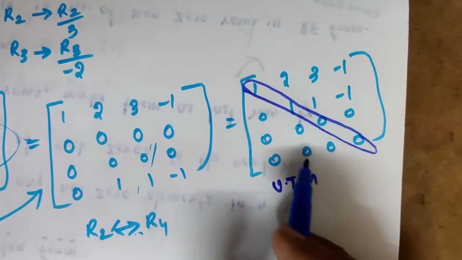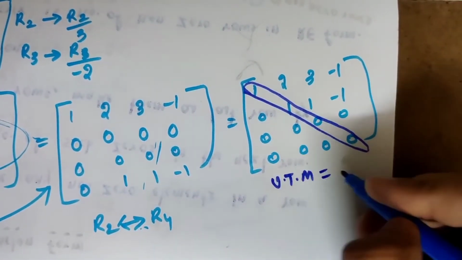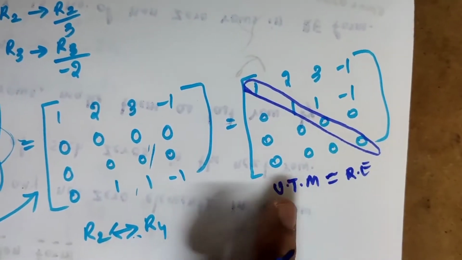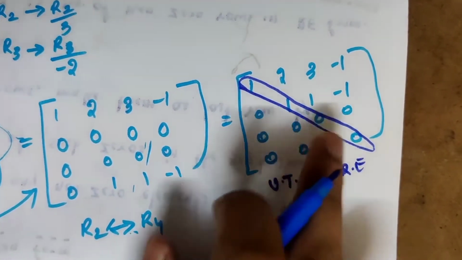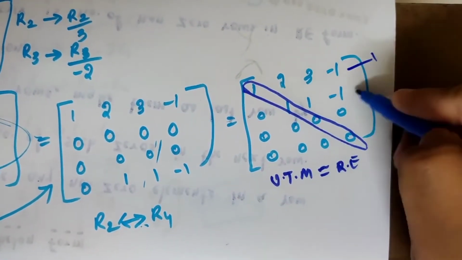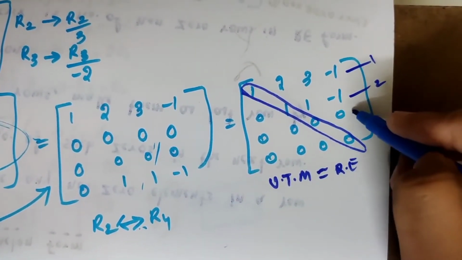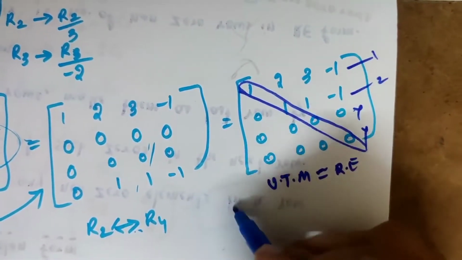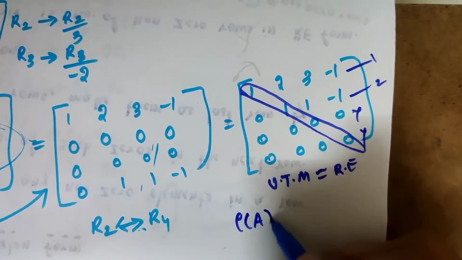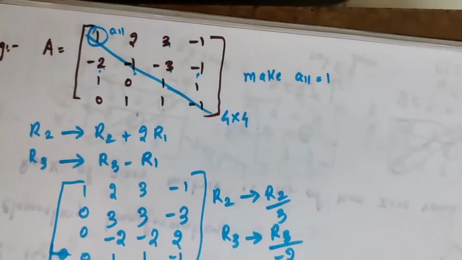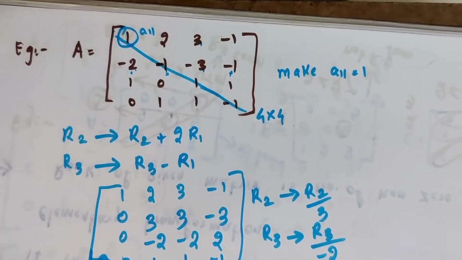Now, an upper triangular matrix is nothing but our row echelon form. Inside the row echelon form, what is the rank? Rank is nothing but the number of non-zero rows. You have only two non-zero rows, 1 and 2. These two are 0 rows. So the number of non-zero rows is the rank in row echelon form. So the rank of given matrix A is 2. This is how you find rank using row echelon form.